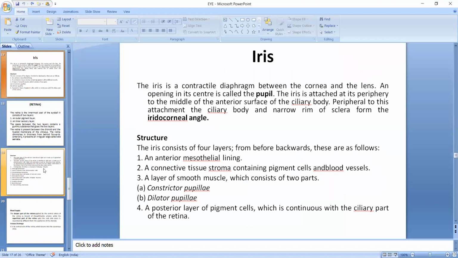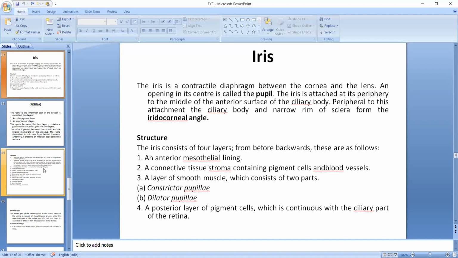Now, the iris. The iris is a contractile diaphragm between the cornea and the lens. An opening at its center is called the pupil. The iris is attached at its periphery to the middle of the anterior surface of the ciliary body. Peripheral to this attachment, the ciliary body and a narrow rim of the sclera form the iridocorneal angle.